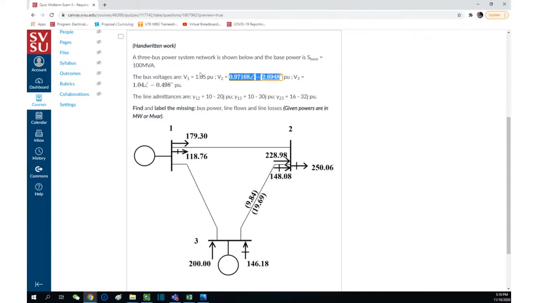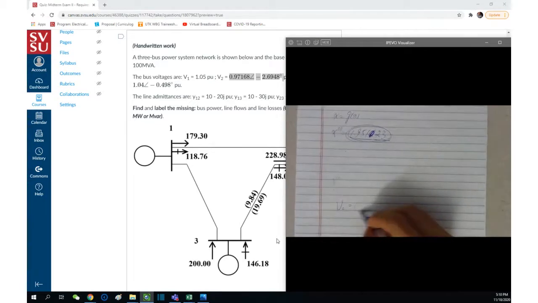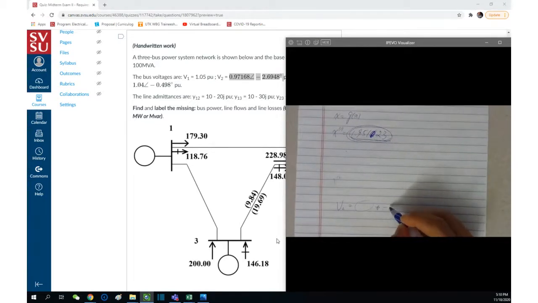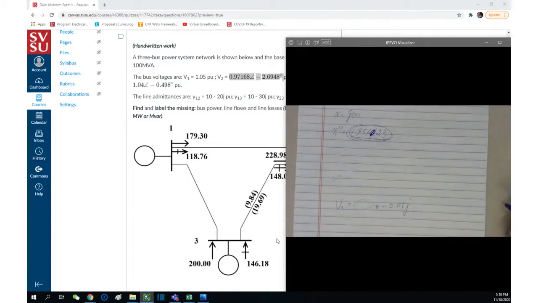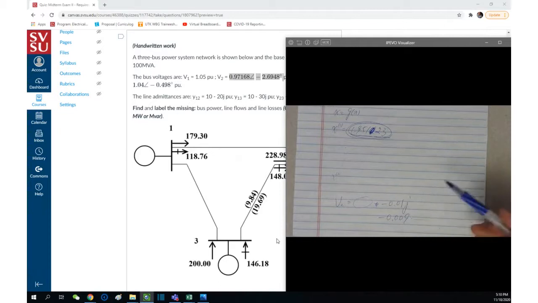You can try to calculate the S12, which is already given. If you calculate S12 after converting this V2 into a complex number, I saw someone did V2 here equal to, I can't remember the real part, but the imaginary part is minus 0.01j. Wow. The accurate value is 0.009 something. However, if you round it to 0.01, you might feel it's not a big deal. But you will find eventually your results in terms of power actually deviate quite a bit.